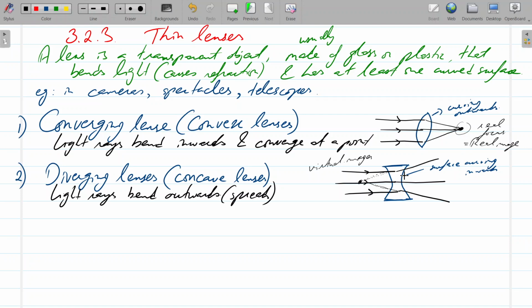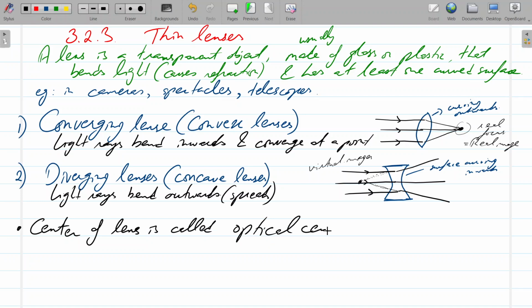So far so good. Now, certain features. The center of the lens is called the optical center. Whether it's convex or concave, the center of the lens is called the optical center, and it is denoted with a capital C.